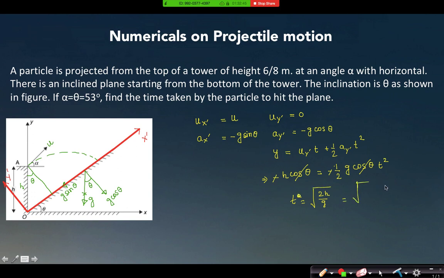Let us check whether our answer matches with the previous one or not. H is 6 by 8 and g is 10. So it is root 3 by 20. It is the same thing that we got before, root under 3 by 20.